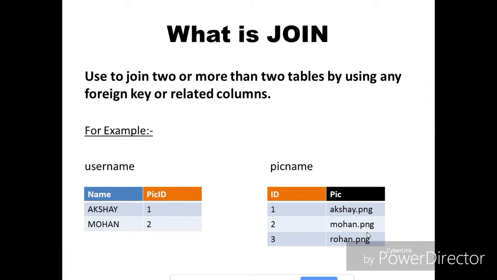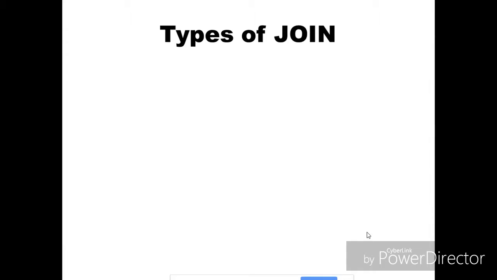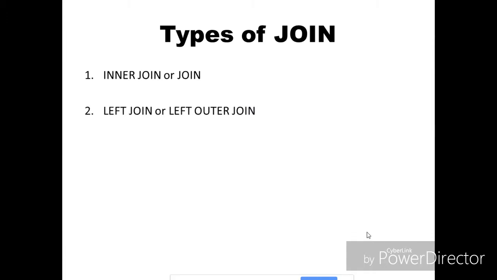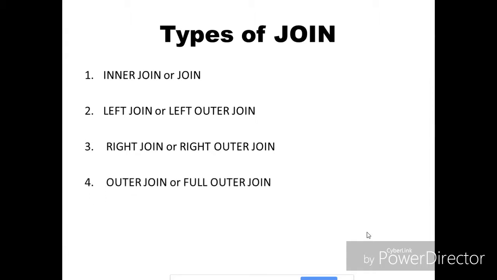We will see this in an example, but first we'll talk about the types of join. So basically we have four types of join. First is inner join or a simple join. Second is left join or left outer join. Third is right join or right outer join. And the fourth is outer join or full outer join. In this video, we will learn about only inner join. So let's begin.